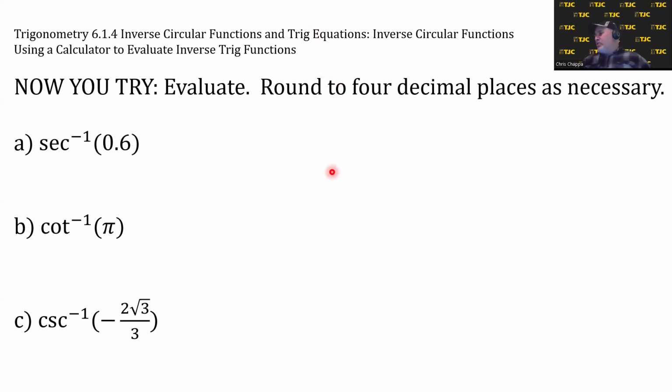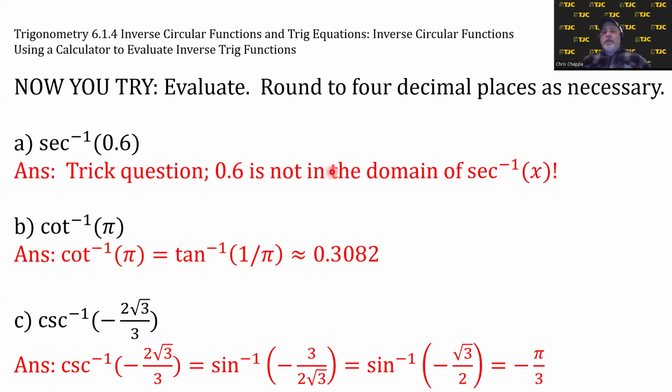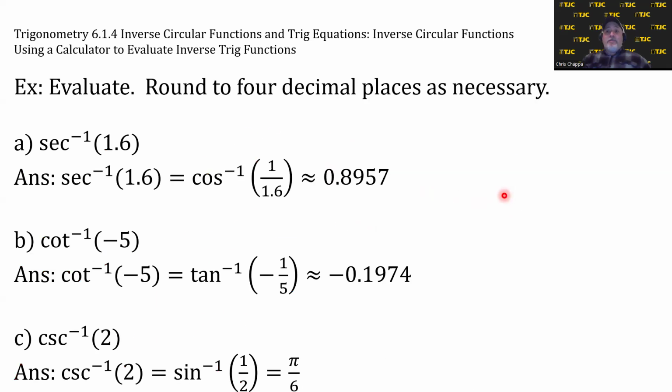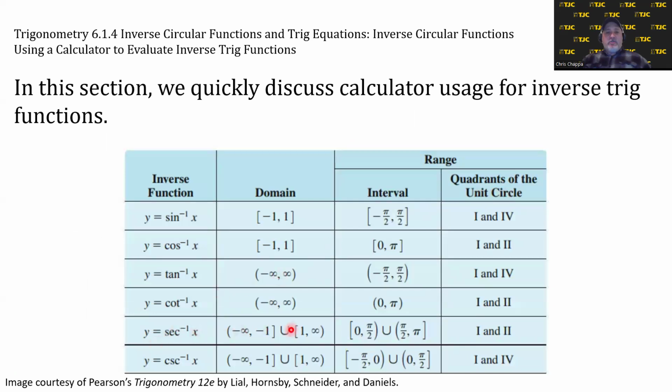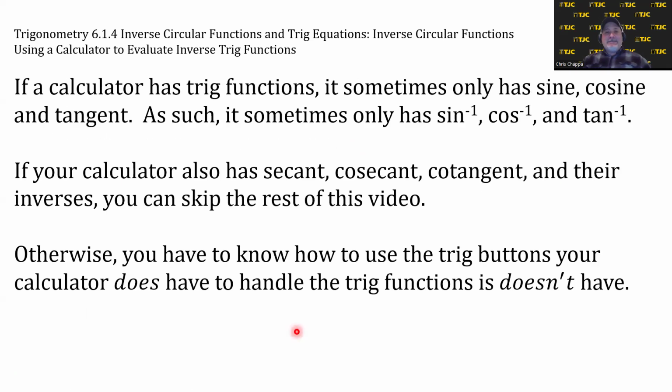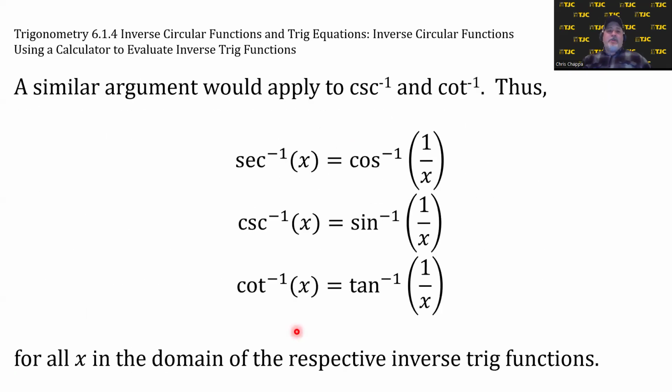Solutions of 3, 2, and 1. How many of you tried to evaluate the first one? It was a trick question because 0.6 is not in the domain of secant inverse. Don't believe me? Secant inverse, domain is everything except between -1 and 1. 0.6 is between -1 and 1. Tricky, tricky, tricky, but you know what? It's all fair game.